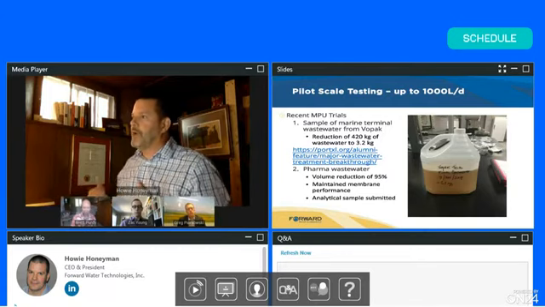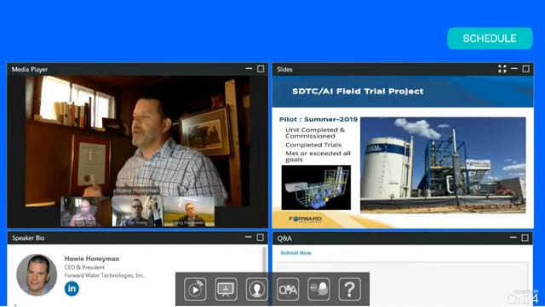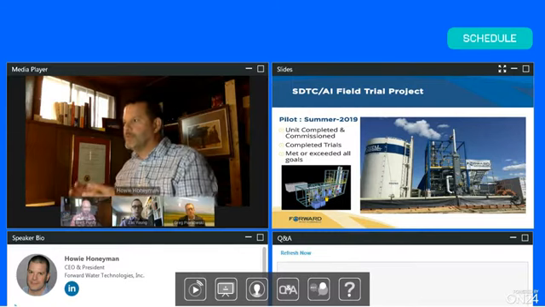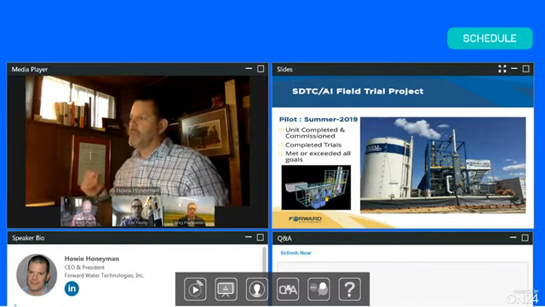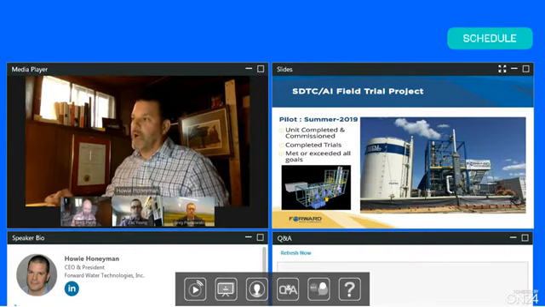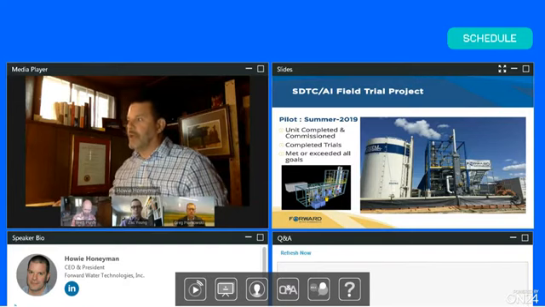And that's where our project with Alberta Innovates came in, also with SDTC. What we did is we designed a large commercial volume scale field pilot unit that would be able to treat up to 15,000 liters a day, and show that the process was not only scalable, but met all of our goals in terms of energy consumption, operational needs, and the like. So we completed those trials in the summer of 2019.